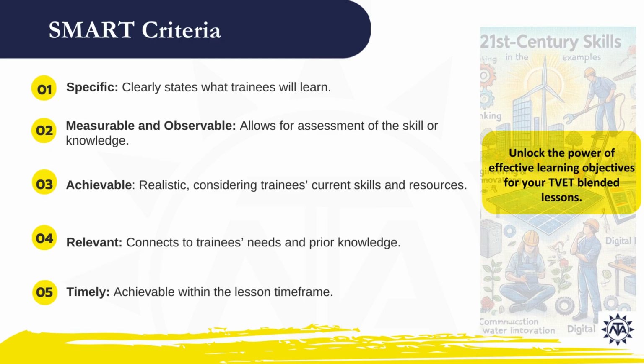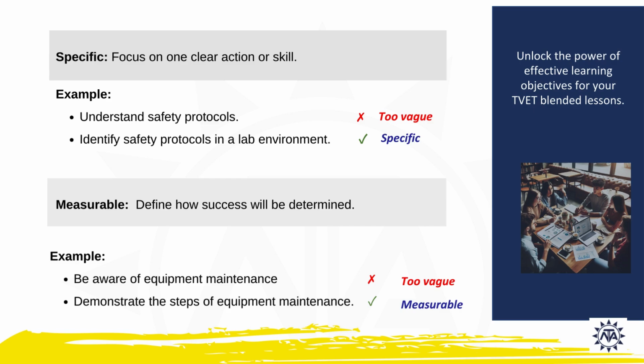Effective objectives must meet the SMART criteria. They are specific, measurable, achievable, relevant, and timely. Let's break each criterion down with practical examples. A specific objective should focus on one clear skill or action. For instance, instead of saying, "understand safety protocols," a more specific objective would be, "identify safety protocols for using power tools." This gives trainees a clear focus and a clear outcome.